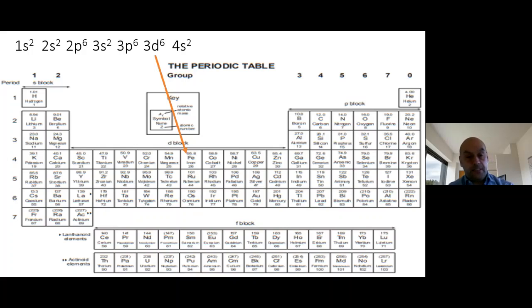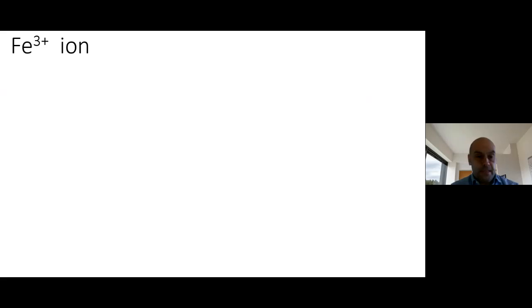So there you go, 3d6 is exactly where we'd expect. Now, writing the ions of a transition metal. First of all, the Fe3+ ion. Hopefully you'll appreciate that that involves removing three electrons, in other words, oxidizing the ion.